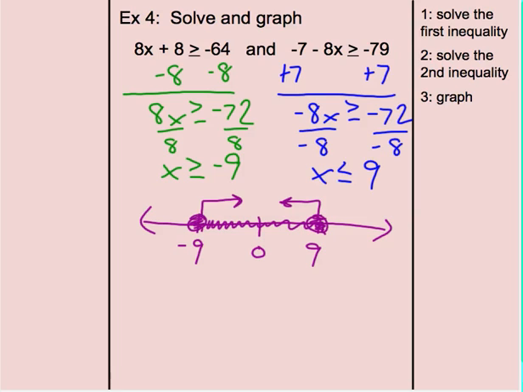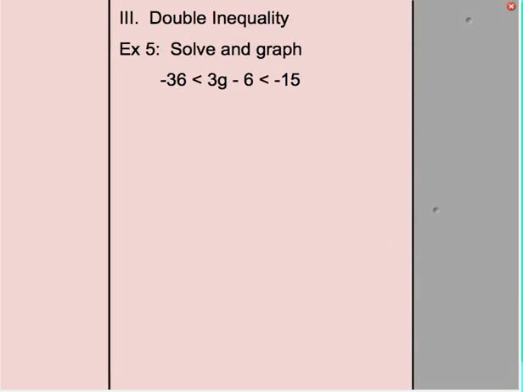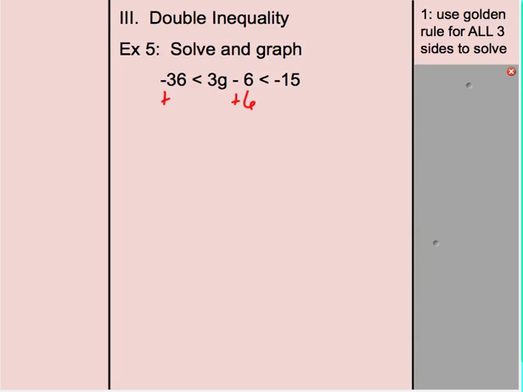There's one more type of compound inequality that we need to see with the and, and that's a double inequality. So when you've got two inequality symbols joined together with 3 expressions, the way that we solve this is we use the golden rule of algebra for all 3 sides. So remember, the golden rule of algebra, whatever you do to one side of an equation or inequality, you do to the other. In this case, whatever you do to one side of an inequality, you do to all 3 sides of the inequality. So my variable is in the middle, that's what I'm trying to get by itself. So I'm going to add 6 to all 3 sides.